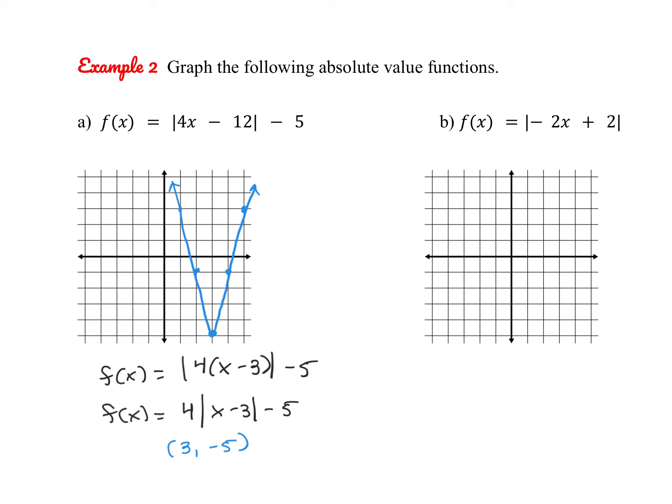Same thing, we need to first factor out that negative 2. So when I factor out negative 2, this actually becomes x minus 1. Be careful for that change in sign. And then here we can simplify this. The absolute value of negative 2 is actually positive 2. So positive 2 times the absolute value of x minus 1.